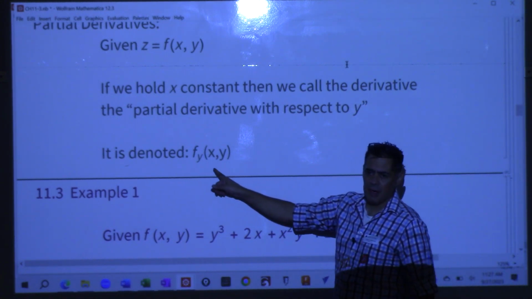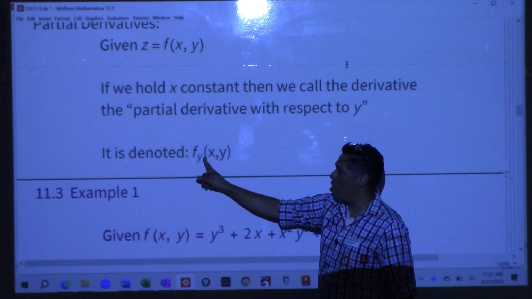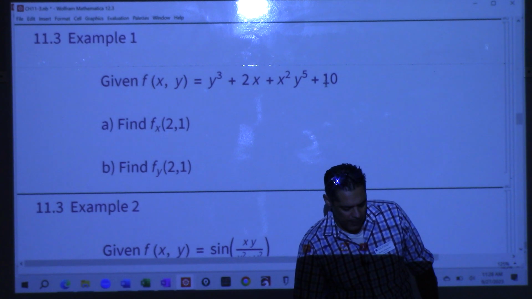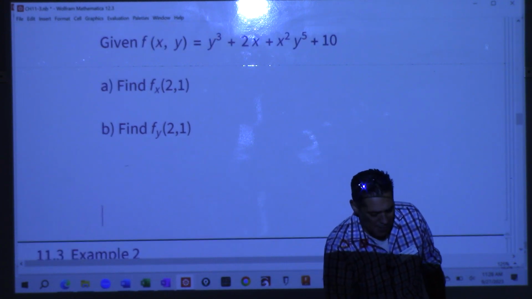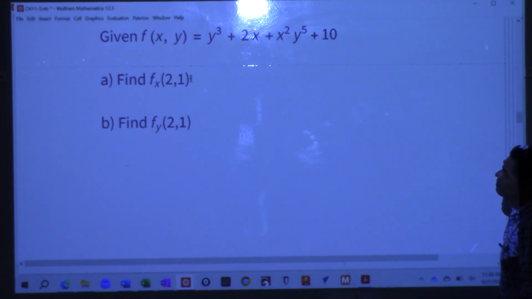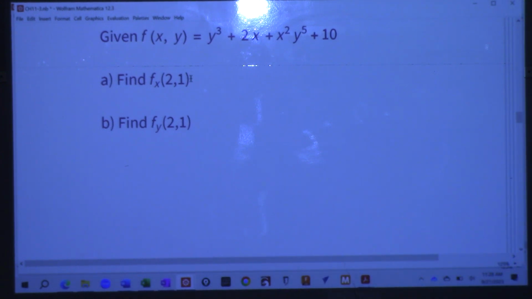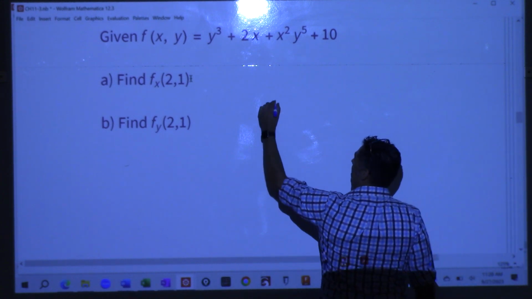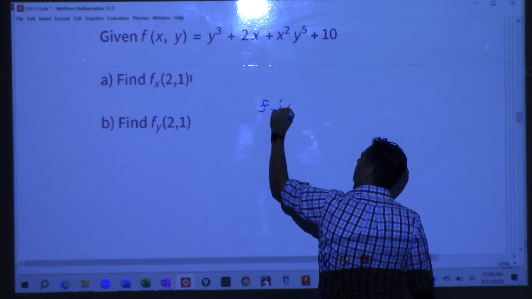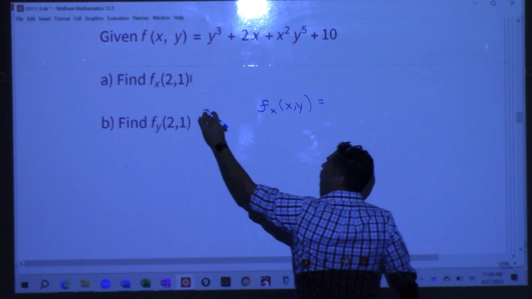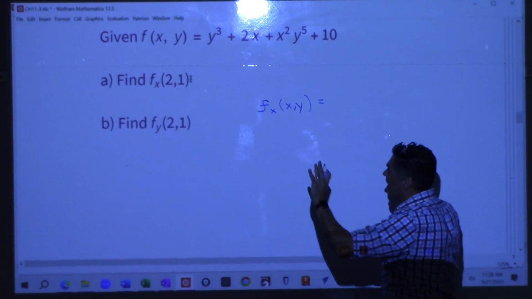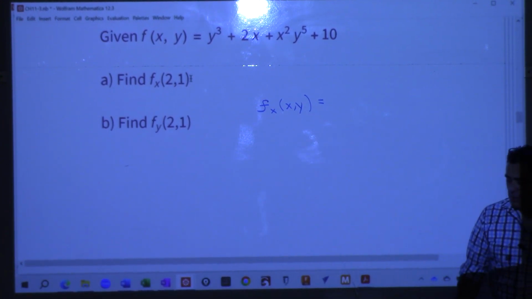Okay, see the difference? Here we're holding x constant. Y is our variable. So let's just make sure that we understand the mechanics of how to actually do a partial derivative before we move on. You all see that function up there? Let's start with part A. Let's find the partial of f with respect to x of (x, y) first. I want to know what happens when you plug in (2, 1), but before I get to that, let's just take the derivative first.